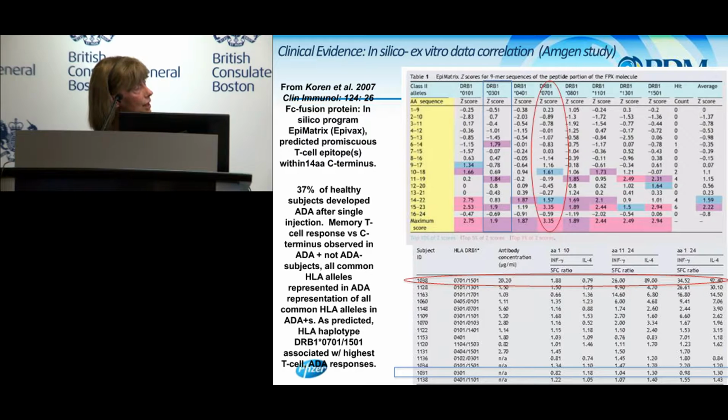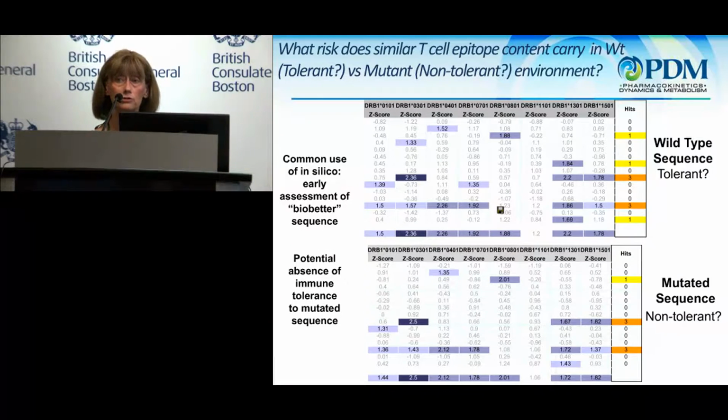classical examples, the Amgen study, in which they showed that the peptide that they showed as being more problematic by in silico analysis did turn out to be the peptide, and the HLA types as well did turn out to be the HLA types and sequence that seem to be much more responsive in recall responses. So that gives some kind of confidence, although those types of clear examples are still not that many.